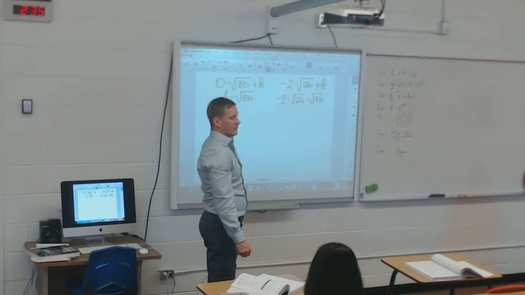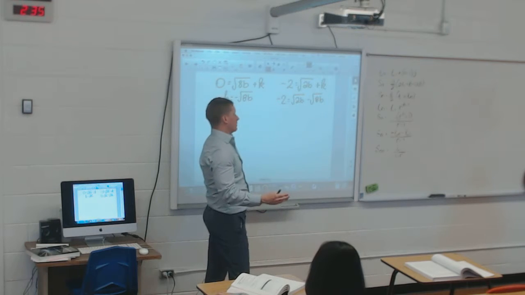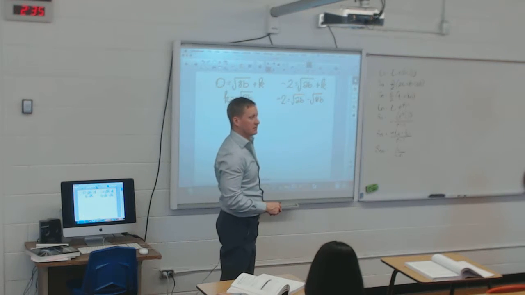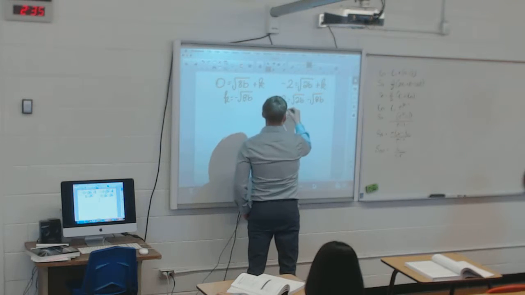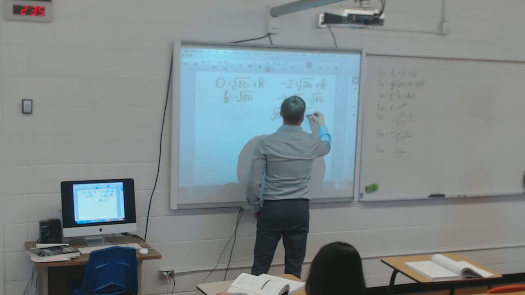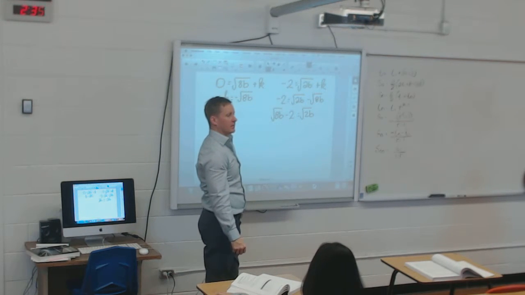Absolutely not. Sorry. Can't add apples and oranges. Remember, radicals have to be treated like x's and y's or a's and b's. They have to be exactly the same. So what do I have to do? What have we been working on? I got to isolate one of the square roots. So I get square root 8b subtract 2 is equal to root 2b. I isolated one of the square roots.